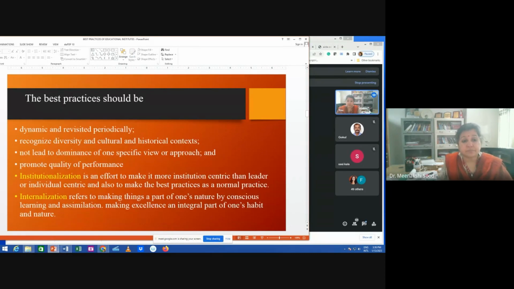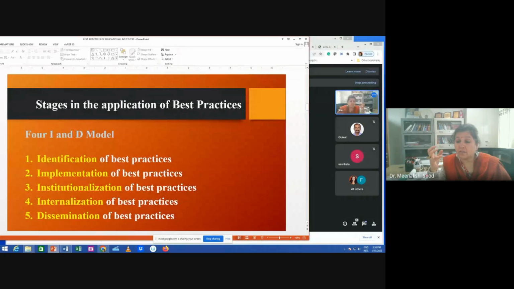Internalization is the maturity of implementation of best practices. In the beginning, some effort and push has to be given by the authorities to the faculty, students and staff to adopt those best practices and move in that direction. But slowly, as you keep implementing and it gets institutionalized, that is, every person is doing it, it becomes a habit. That is internalization.